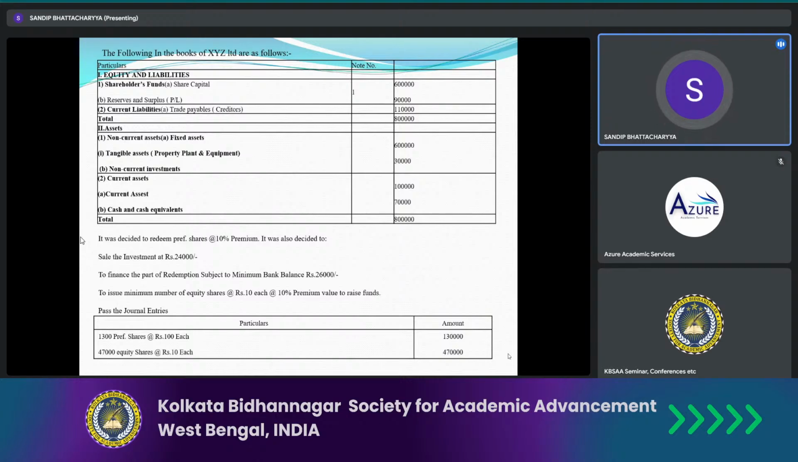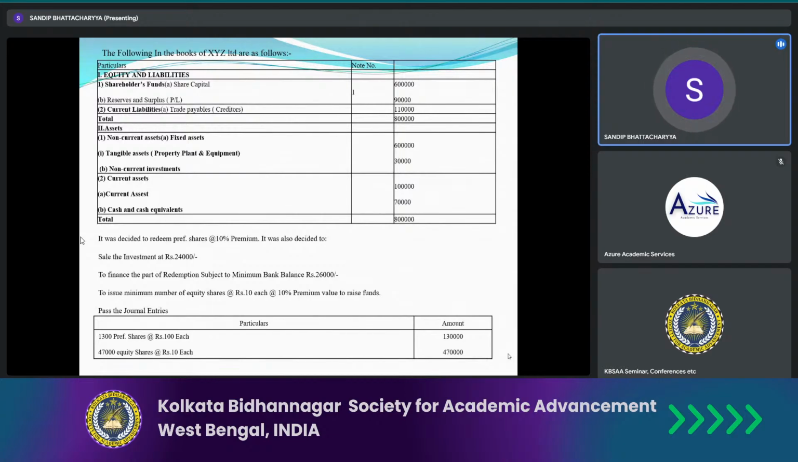Very, very important line, my dear students. You just see that cash and cash equivalent is how much? 70,000. So out of 70,000, it is a mandatory requirement to maintain a balance in your account, that is 26,000. So you cannot utilize 70,000. You just have to utilize 70,000 minus 26,000 as the residual part. It is a mandate of the requirements.